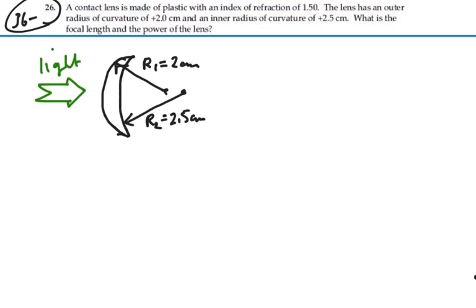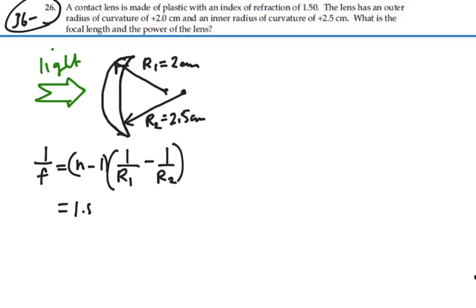Okay, let's apply the lens maker formula to this lens. We have 1 over the focal length will equal the index of refraction minus 1 times 1 over the radius of curvature of the first surface minus 1 over the radius of curvature of the second surface. So this would be 1.5 minus 1, 1 over 2 centimeters minus 1 over 2.5 centimeters.